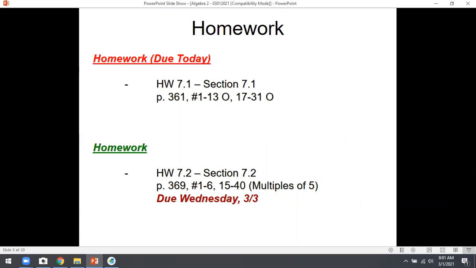1 through 6 all, 15 through 40, just the multiples of 5. So just doing every 5. That's all you got to do with it. Do it on 2 days. Wednesday, we're back to normal schedule.